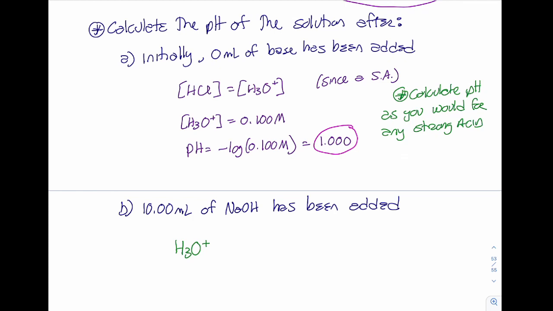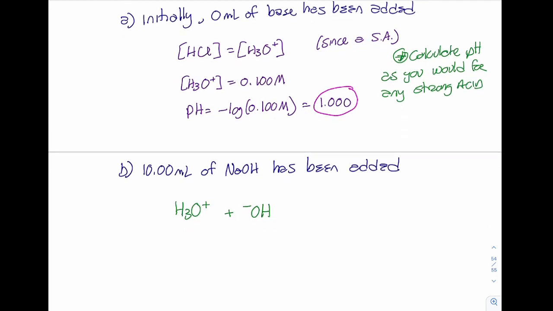And then my strong base, I have sodium ions, which are not going to react. They're inert. We don't care about them in terms of this reaction. And I have hydroxide ions. So again, if you have a strong base, just think of it as hydroxide. So my neutralization reaction between my strong acid and my strong base is going to be this.